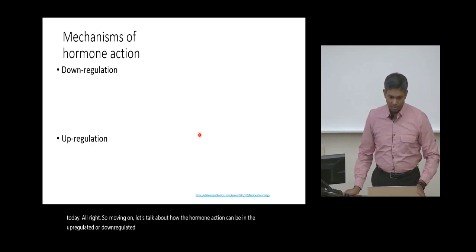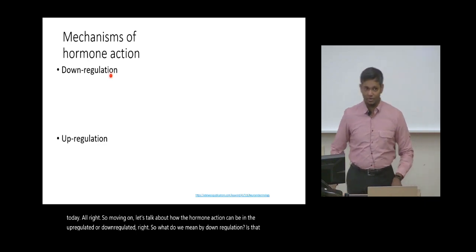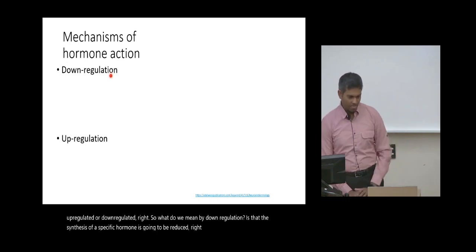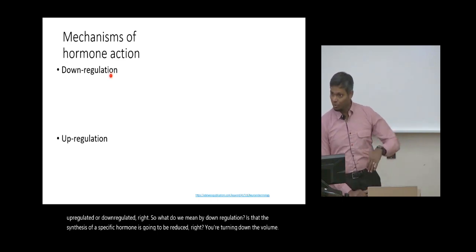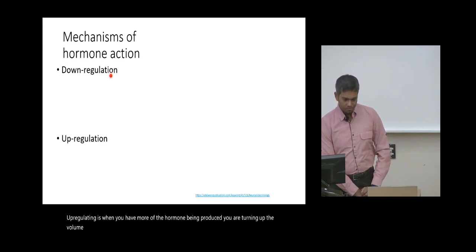Alright. So moving on, let's talk about how the hormone action can be either upregulated or downregulated. So what we mean by downregulation is that the synthesis of a specific hormone is going to be reduced, right? You're turning down the volume. Or upregulating is when you have more of a hormone being produced, you're turning up the volume.